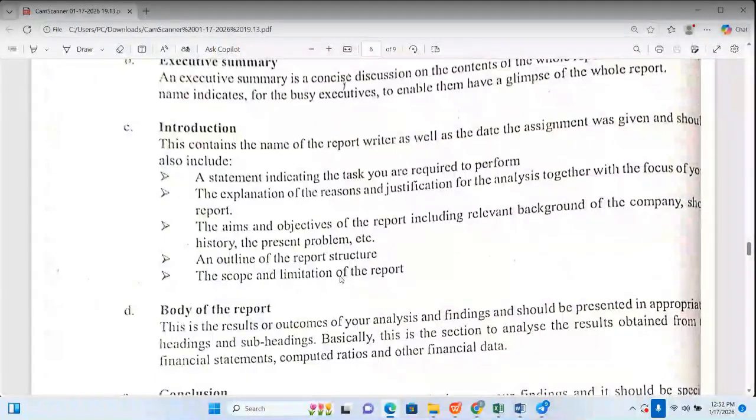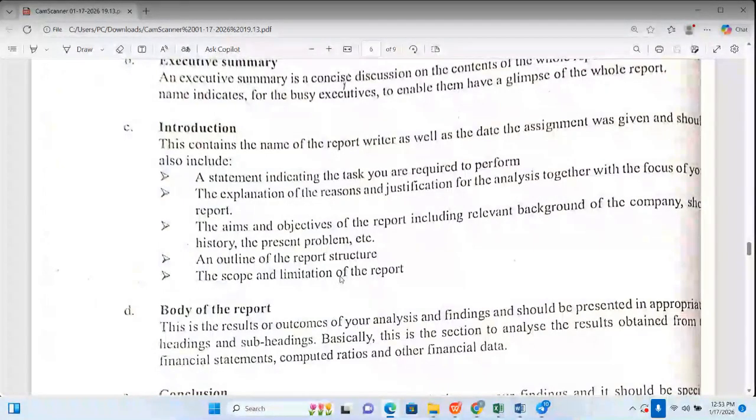Let us say that you are comparing between years. They give you three years: 2020, 2021, 2022. Then you are telling them how the company performed in 2021 compared to 2022, compared to 2023, and how you think they performed better in 2023 than in 2022 and 2021, or how you think they performed woefully in 2023 compared to 2022 and 2021.